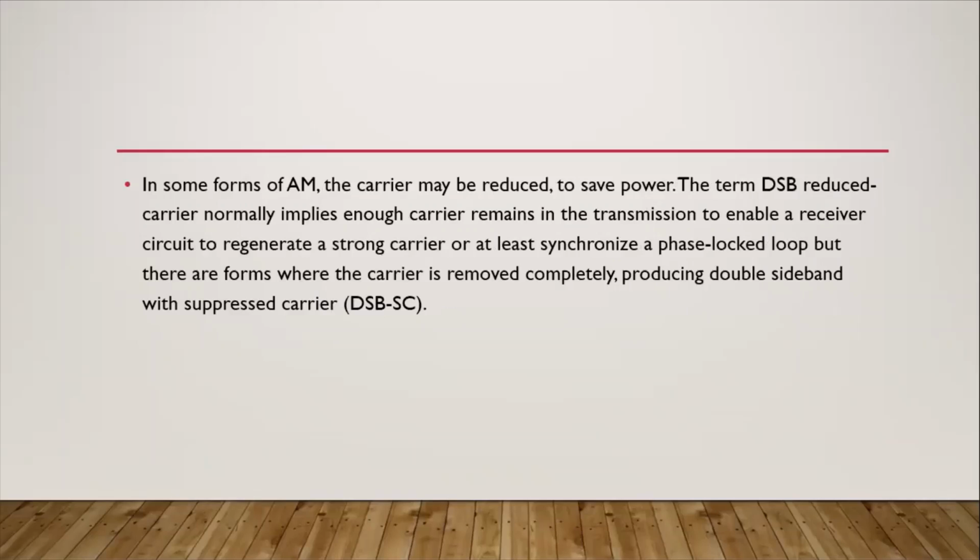In some forms of AM, the carrier may be reduced to save power. Then the term DSB reduced carrier normally implies enough carrier remains in the transmission to enable a receiver circuit to regenerate a strong carrier or at least synchronize a phase lock loop. But there are forms where the carrier is removed completely, producing a double sideband with suppressed carrier.